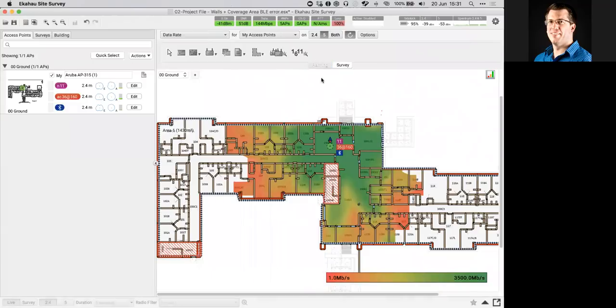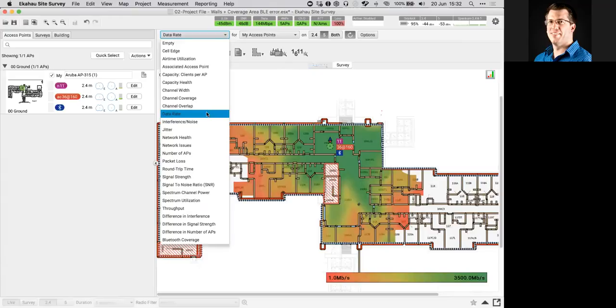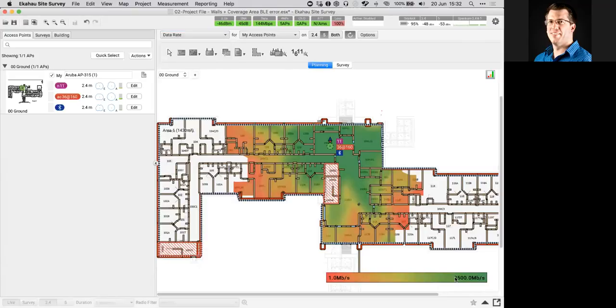So just for a quick demo point of view, I've got a sample floor plan here and a project plan with a requirements area, and I've got an access point placed there. I've got an Aruba 315 access point, and I'm currently on the data rate visualization for 5 gigahertz. You can see down the bottom here, we've got 3.5 gigabits per second is the maximum data rate.